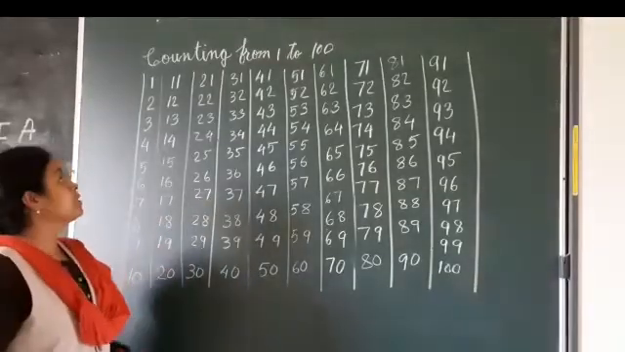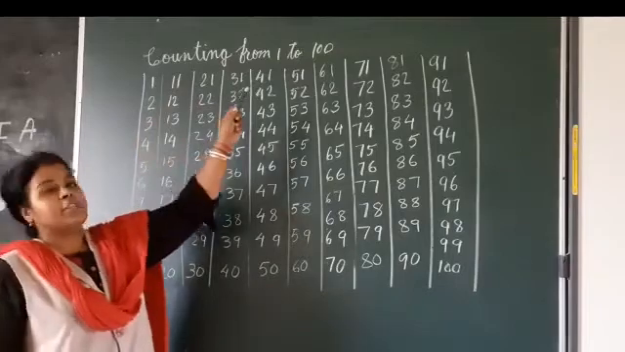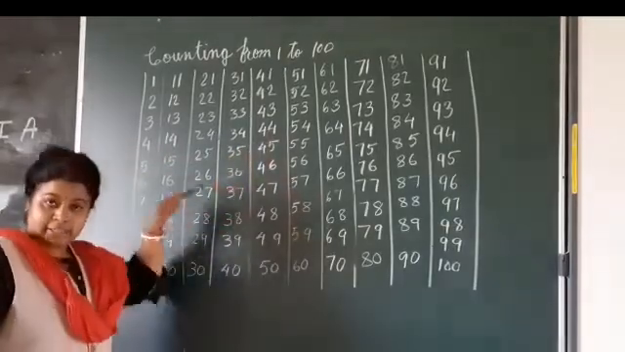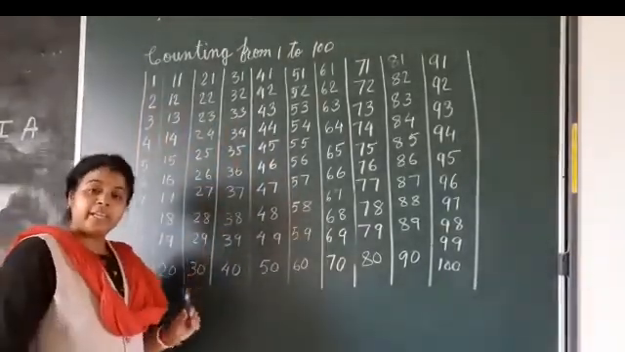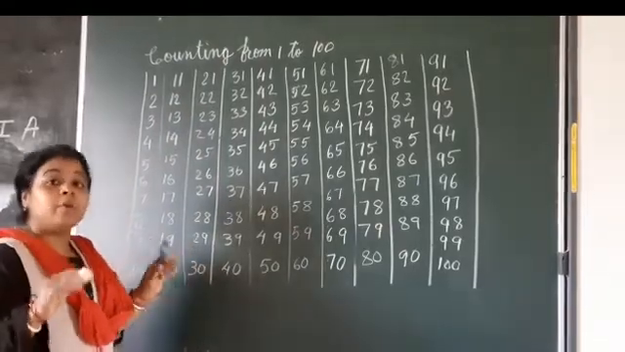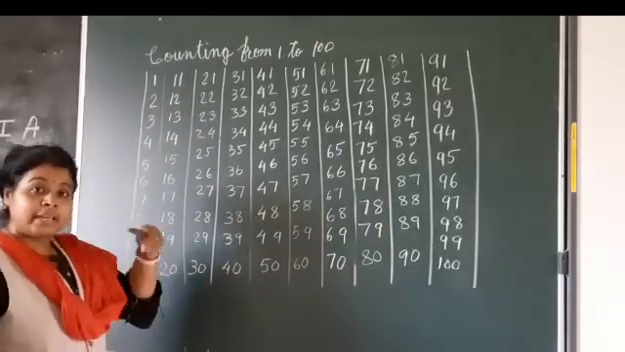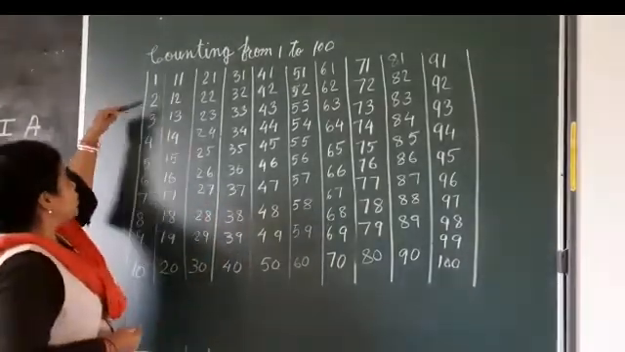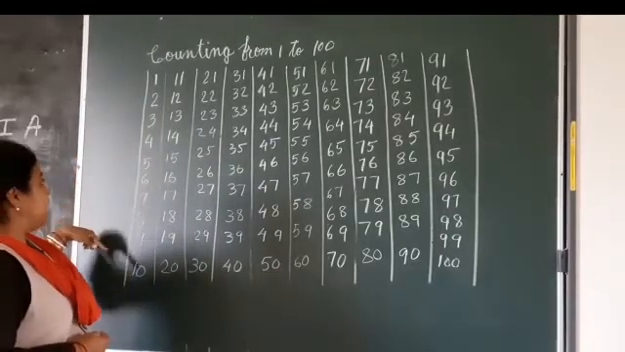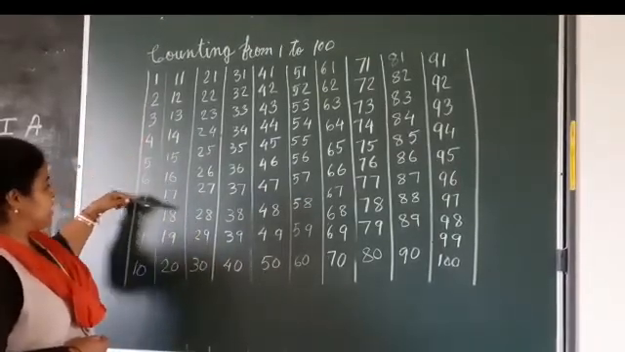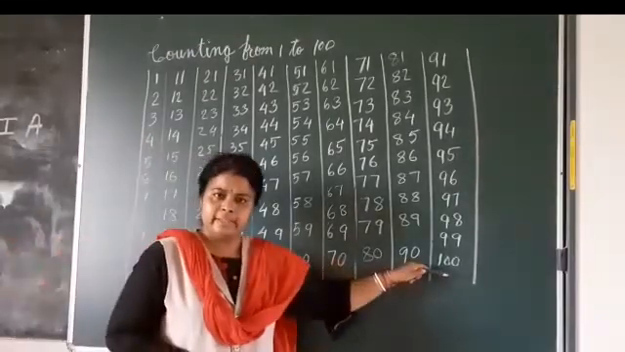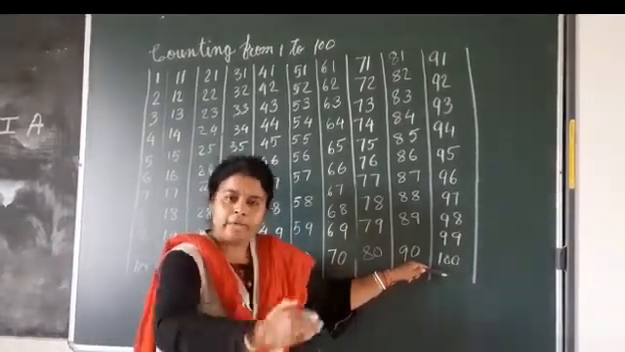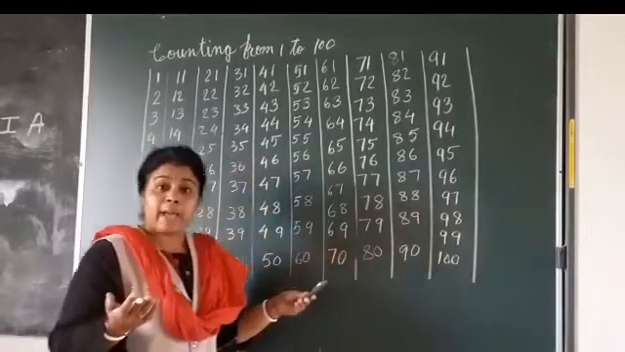Okay, look at the board. Counting from 1 to 100. If you know the counting forward and backward from 1 to 100 properly, you can do anything. Okay? What is forward counting? Forward means आगे बढ़ना and backward means पीछे आना. Now count 1, 2, 3, 4, 5, 6, 7, 8, 9, 10, 11, 12, 13, 14, 15, 16, 17, 18, 19, 20. Like that up to 100. This is called forward counting. Forward, आगे बढ़ना.